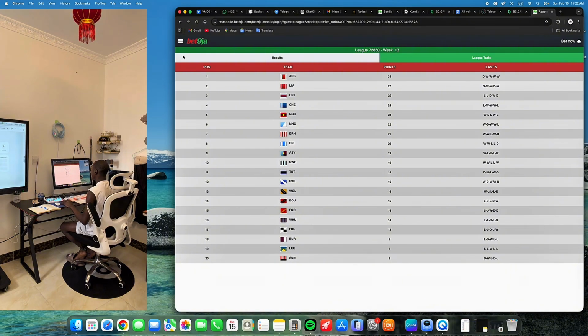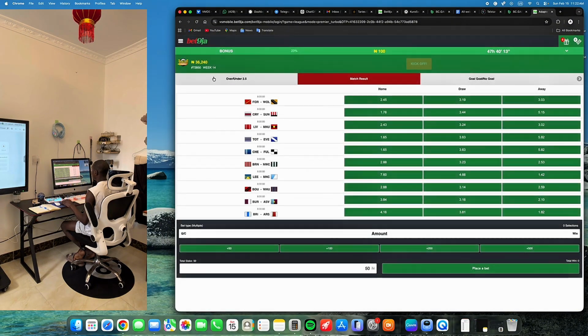But then, depending on the team it is being paired with, it's better that you play over 1.5 or under 3.5. But most times I prefer the under 3.5, because they find it difficult to score goals most times.